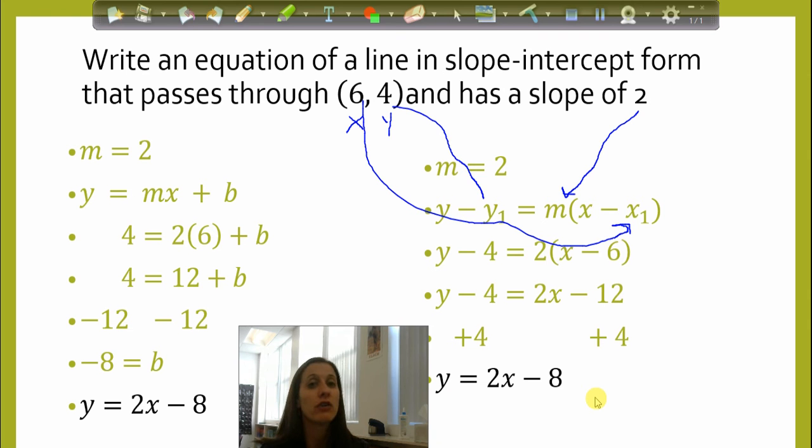You need to decide what formula is easiest for you to use, and this is a nice easy formula to use, the point slope formula, but it is also a new formula for you to memorize.